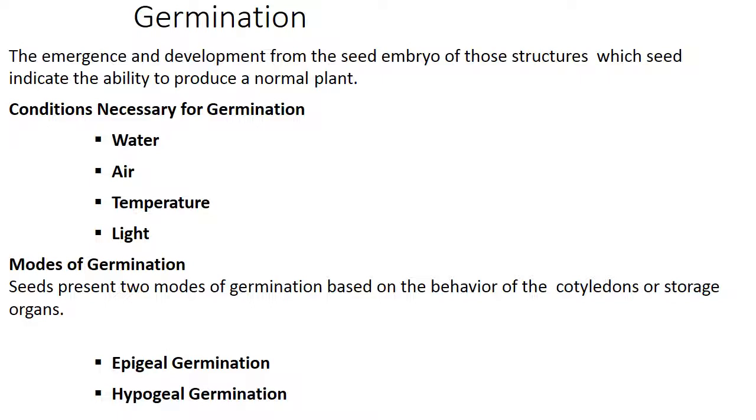Germination in plants: emergence and development from the seed embryo of those structures which indicate the ability to produce a normal plant. Conditions necessary for germination are water, air, temperature, light, etc. The modes of germination: seeds present 2 modes of germination based on the behavior of cotyledons or storage organs. The 2 types of mode of germination are epigeal and hypogeal germination.